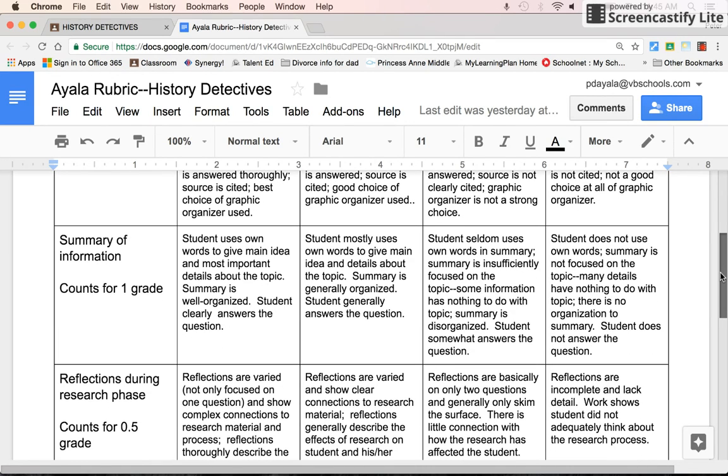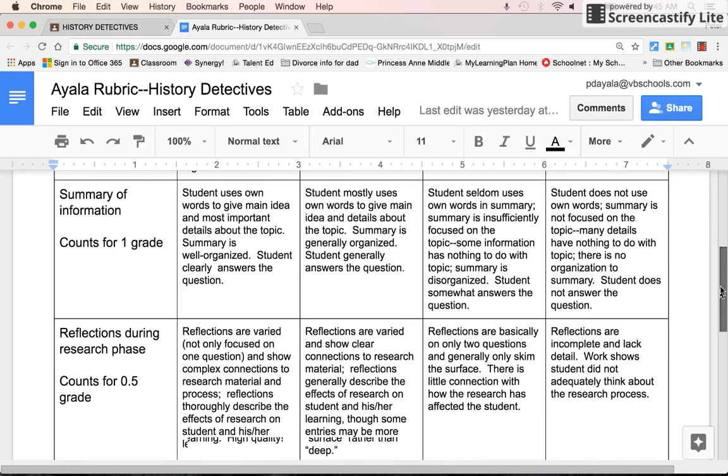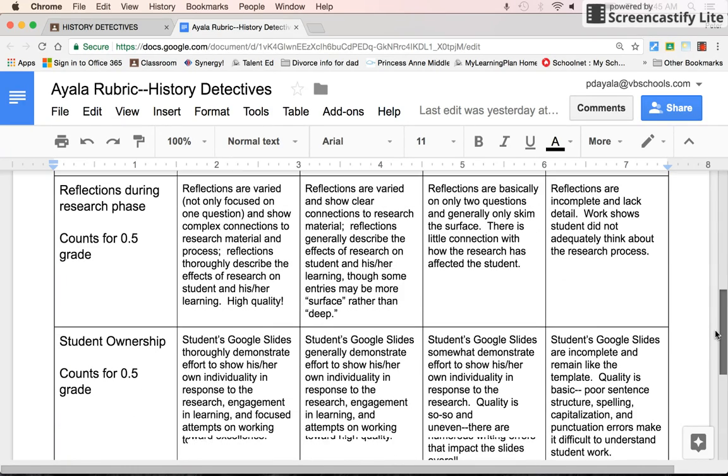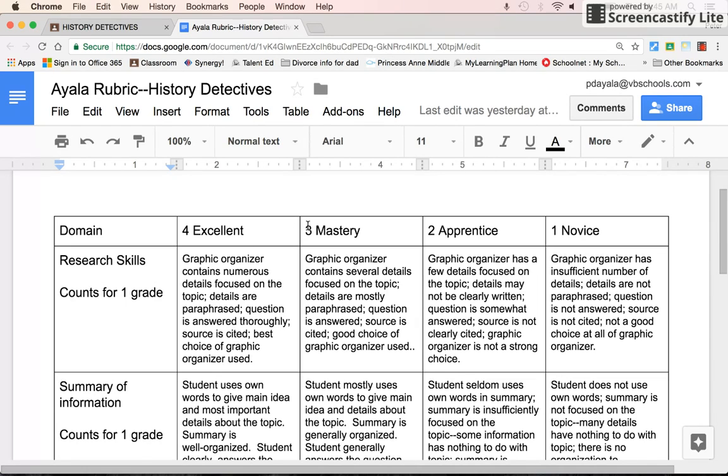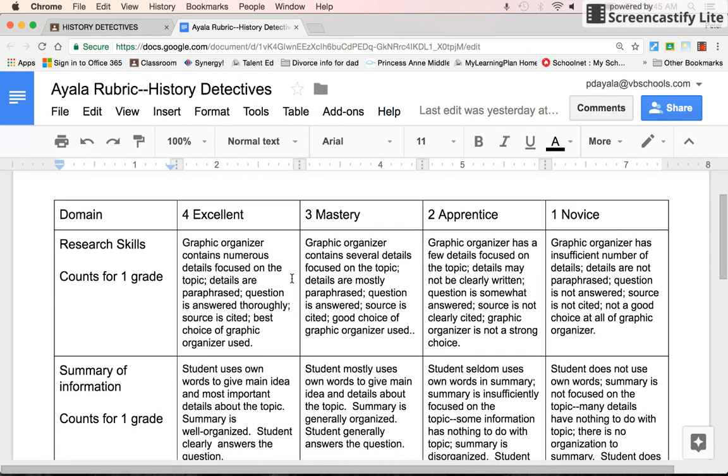Same thing for the summary of information, it counts for 1 grade. And then the reflections during your research phase and student ownership will count together as 1 grade, which is why I have it counting as 0.5 here, because 0.5 and 0.5 is 1. All right, cool. So instead of focusing on all of excellent, mastery, apprentice, and novice, we're going to focus on 4 and 3 because that's what we should be striving for. Definitely 3, if not 4. Let's just focus on those for now.